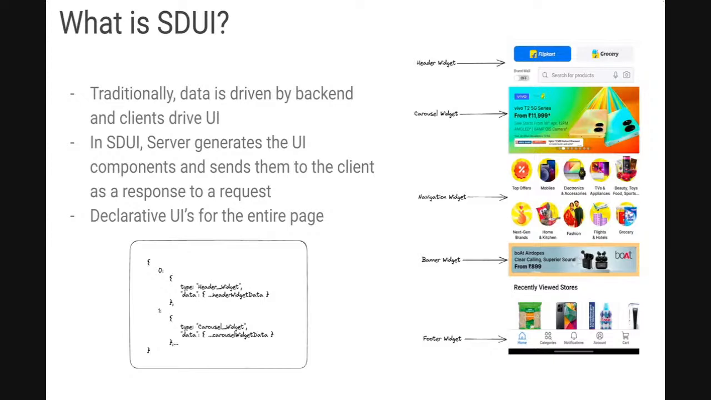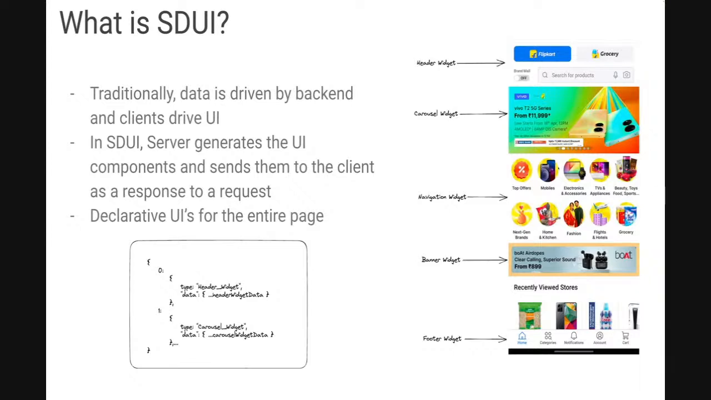Like clients say that, hey, this is my list component, give me the data for this list component. And say this is my carousel, so I am rendering a carousel and give me the data for the cards. But in our case, clients cannot drive the UI because our UI is very dynamic. We don't know at clients what to show, when to show, and where to show to a user. So a server decides when to show, what to show, and where to show for a user.